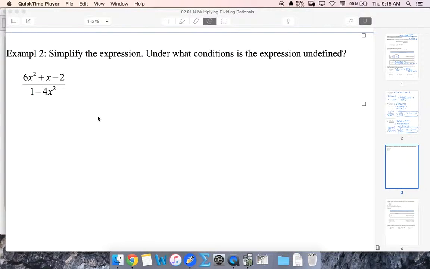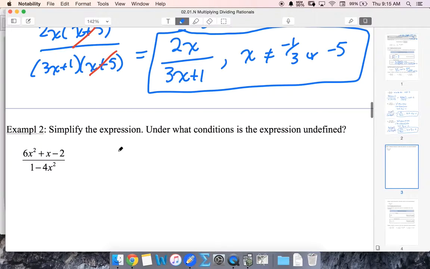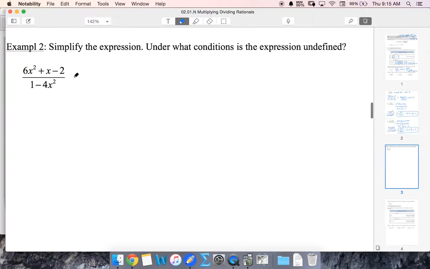All right, students, here with example 2 in part A. So this one, I'm actually going to start with the first question: under what conditions is the expression undefined? So we know that we can never have our 1 minus 4x squared be 0.